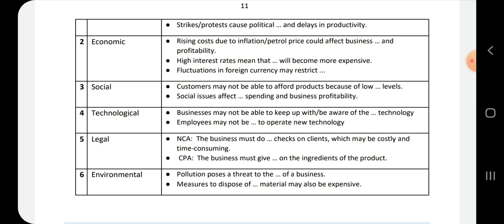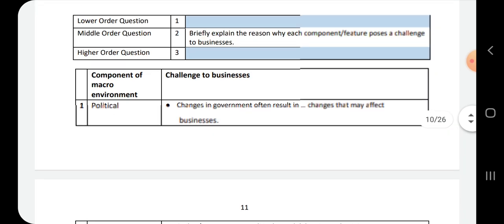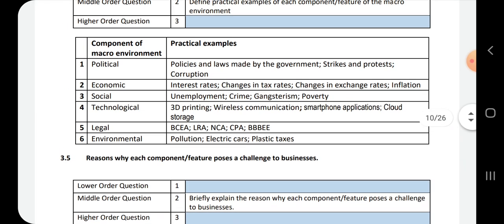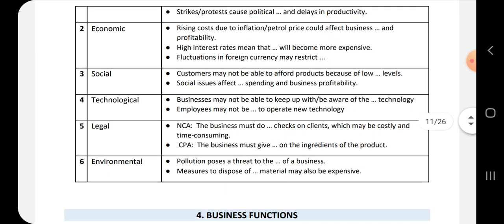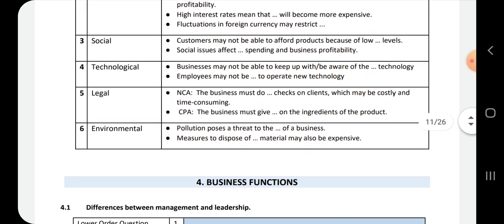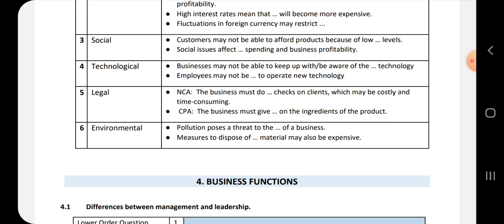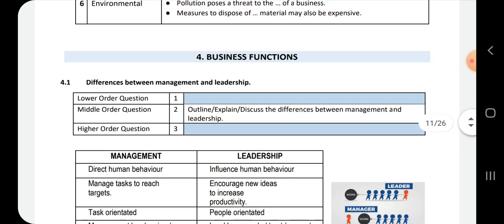Okay, and then we have social. Customers may not be able to afford products because of low income levels. Social issues decrease spending and business profitability. So you just look at that and know what each component is about, and then you will be able to know the challenge that that component can cause. So guys, that is how straightforward this is. You don't have to crack your head.